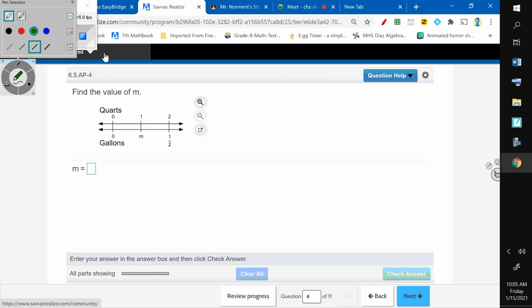Find the value of m. Now this is the whole reason I'm doing this video. A lot of people are asking me about this, okay? And I'm not going to say anyone's name out loud. So for this one, set it up the same way.